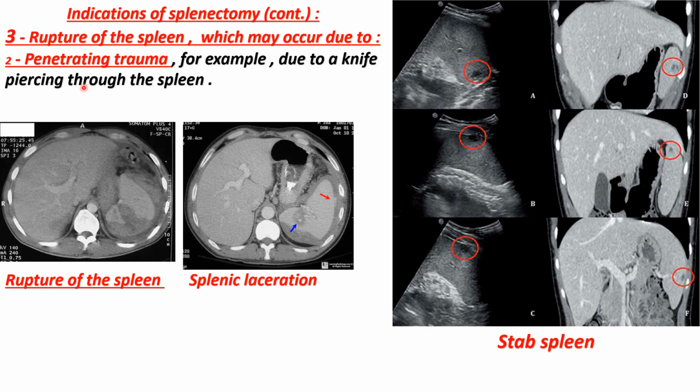The second subtype of rupture of the spleen is penetrating trauma, for example, due to a knife piercing through the spleen. We are seeing here a case of a stab to the spleen, and here a case of rupture of the spleen with splenic laceration.